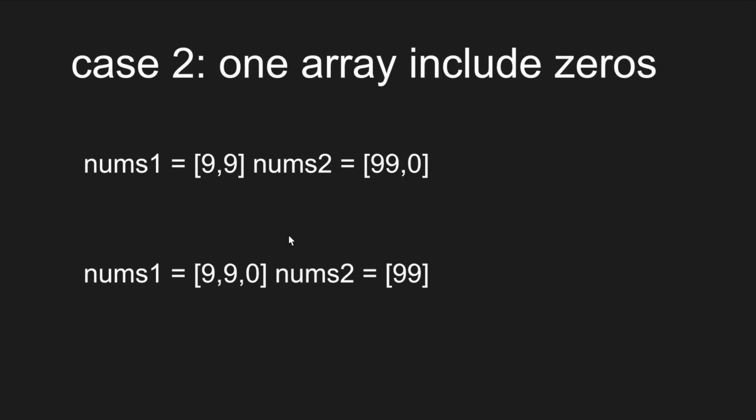Now the second case is if one array includes zeros and the other does not. If that is the case, then the array that includes zeros must have the smaller sum. So if we look here, this would be -1 because you cannot add anything here to match 99. However, over here, we can add however much we need to match it to 99. So we'll return 99 for this one.